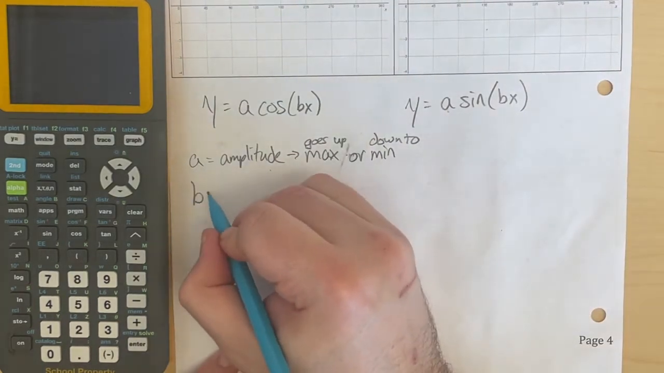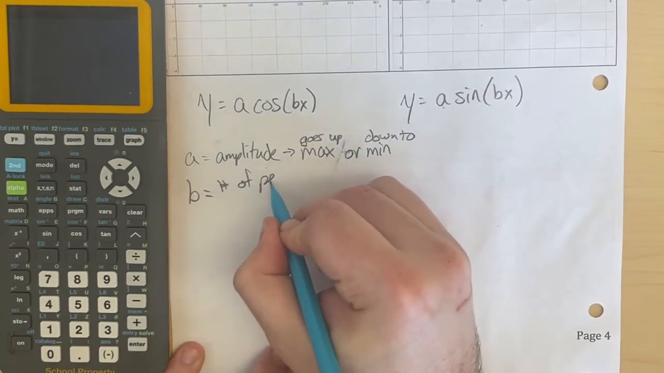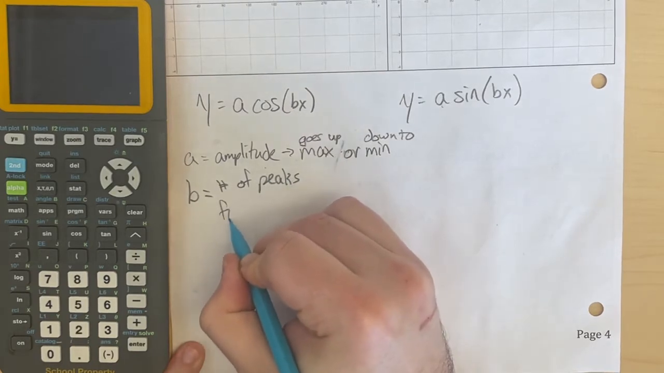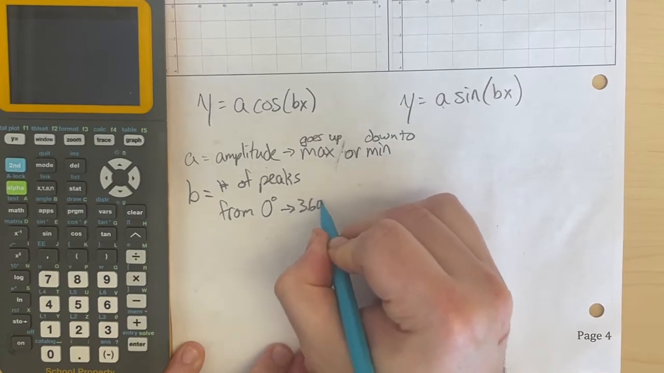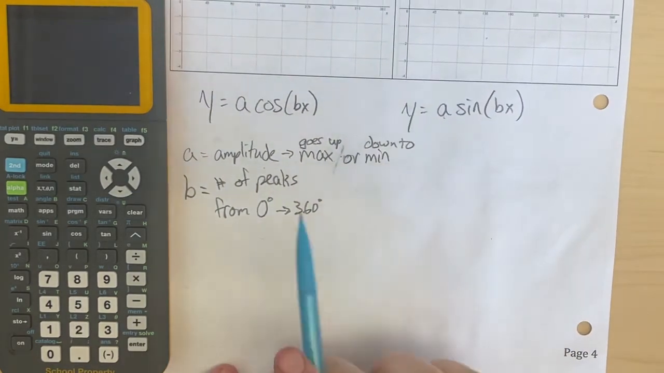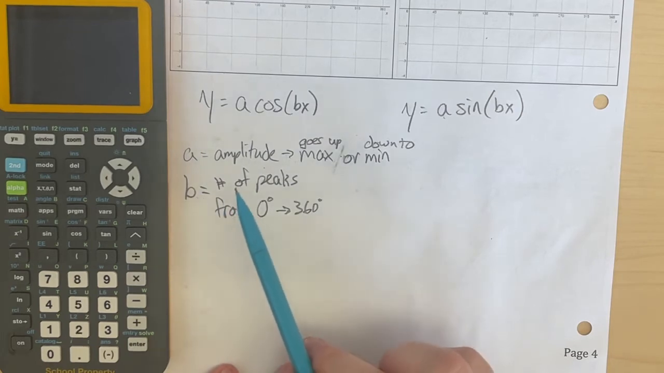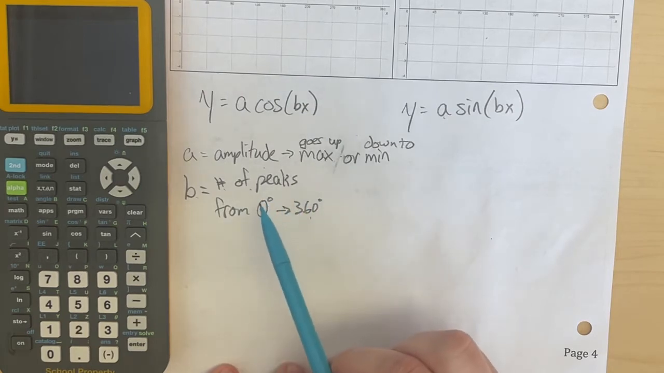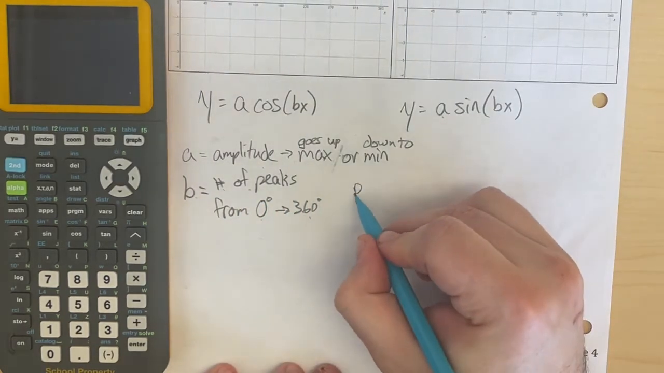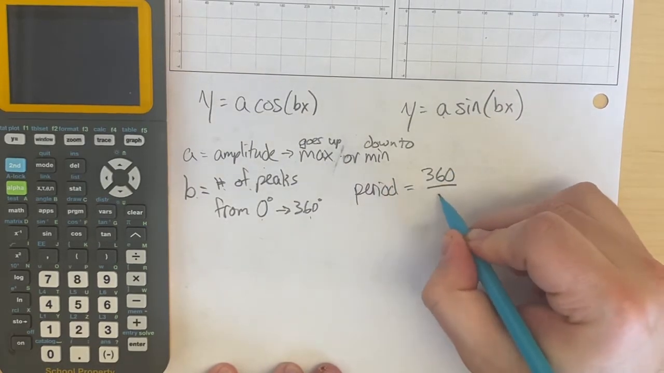For that value of b, it's going to be your number of peaks from 0 degrees to 360 degrees. Be very careful. A lot of people make mistakes because they say it goes to 450 or 720. Make sure that b is the number of peaks from 0 to 360. And if you don't have that, you can use this: my period is always going to be 360 degrees divided by b.